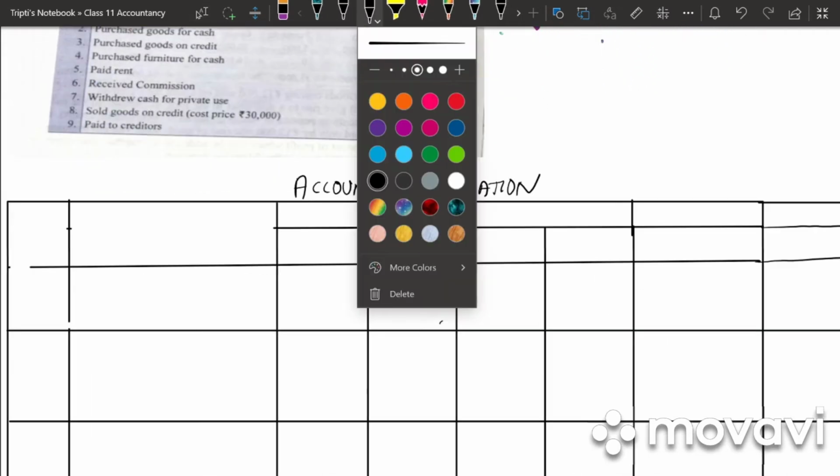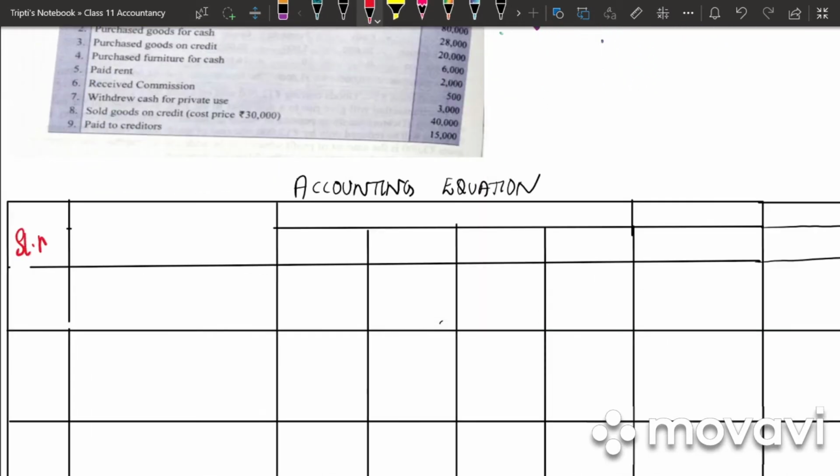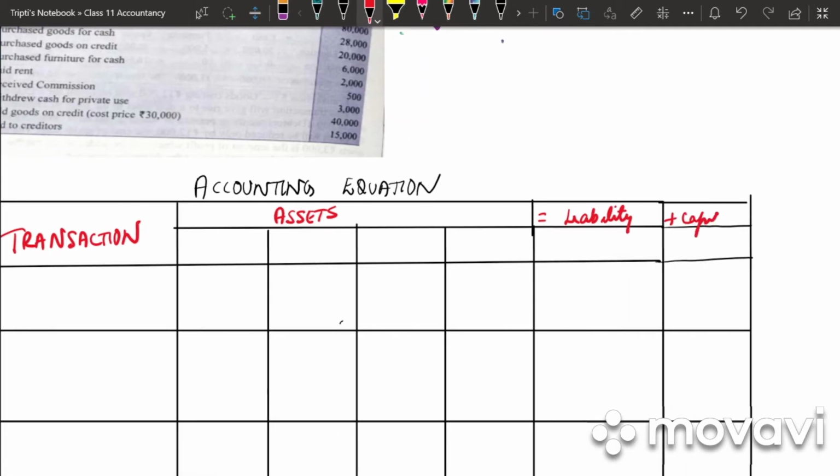So draw the table. First column we'll have is serial number. Then we have transaction. In the top we will be writing the accounting equation, that is asset is equal to liability plus capital. So under assets we have cash plus stock plus furniture plus debtors, and under the liabilities we will have only creditors plus capital.